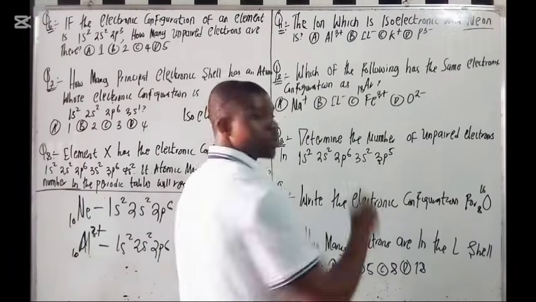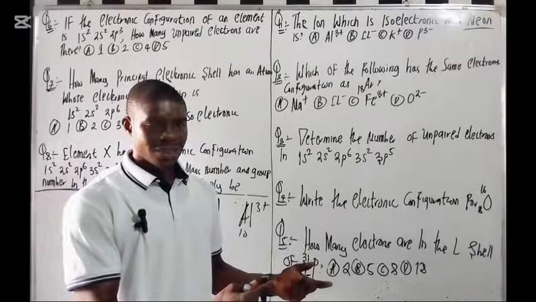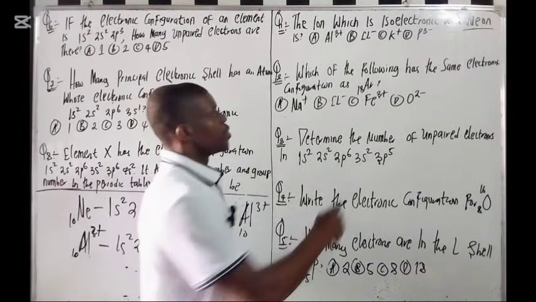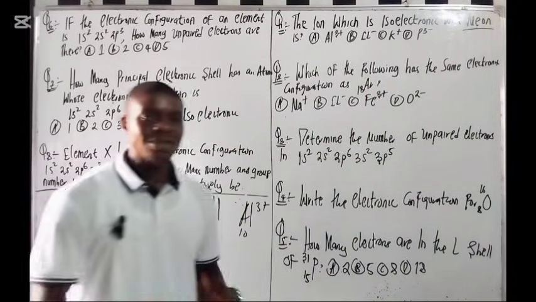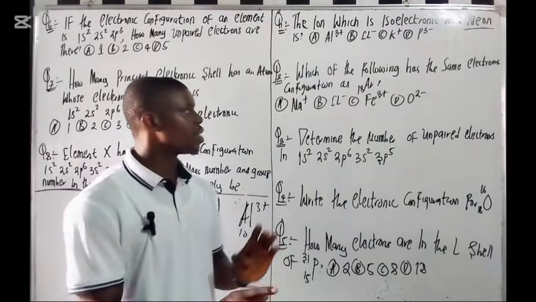If you look at chlorine, chlorine is 17, but when it gains one electron, it becomes 18. So it's not the same as neon. Potassium, potassium is 19. When it loses one electron, it becomes 18. So it's not it.